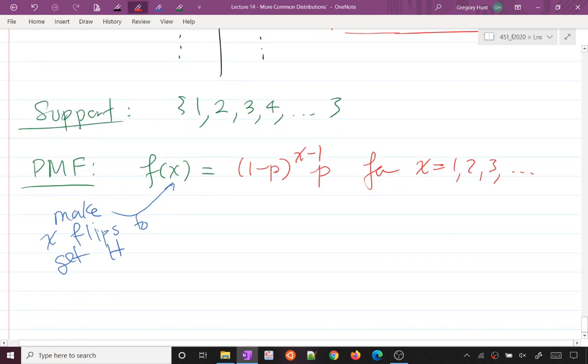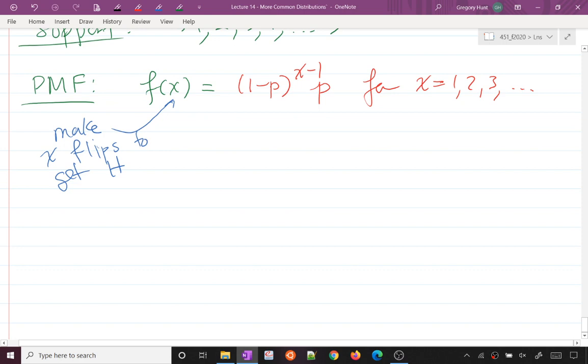So it's a pretty simple PMF. Tails, tails, tails, X minus 1 times. So the probability of getting tails X minus 1 times in a row by independent flips is 1 minus P to the X minus 1. And then I have to get my last one, has to be a heads. If it took me exactly X flips to get my first one, so I've got an extra P in there. So that is my PMF.